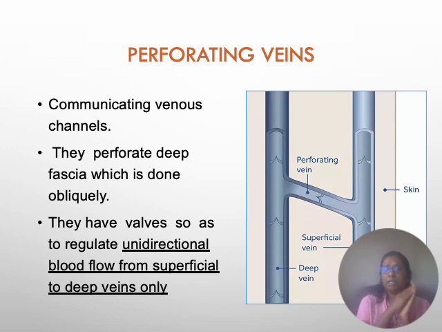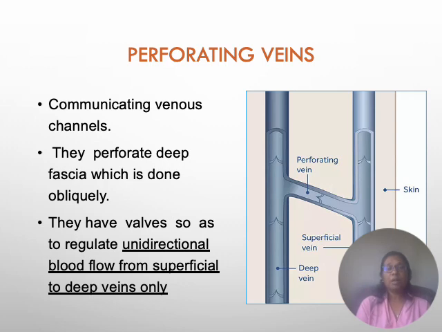Whenever the muscles are contracting, the obliquity of the perforating veins makes them collapse, thereby preventing the backflow of blood into the superficial veins. Okay, so that is the reasoning behind them being oblique and how it is helpful in preventing varicosity.